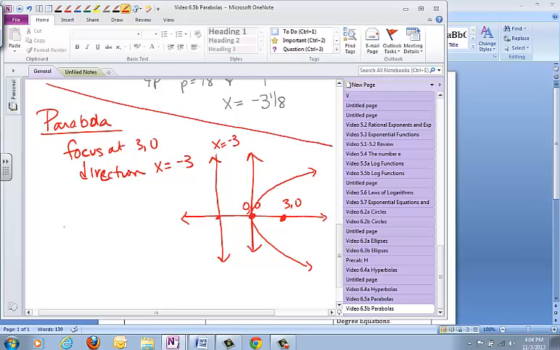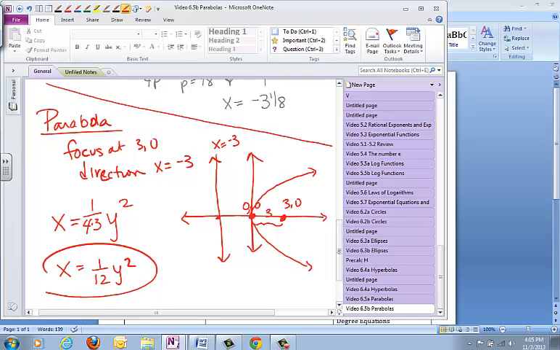So I know that this is going to be the equation x equals, the y will be squared because it's opening to the right, and so 1 over 4p, and p is this distance from the vertex to the focus, and so we can see p is 3, and so the equation of this specific parabola that I gave you would be x equals 1 over 12 y squared.